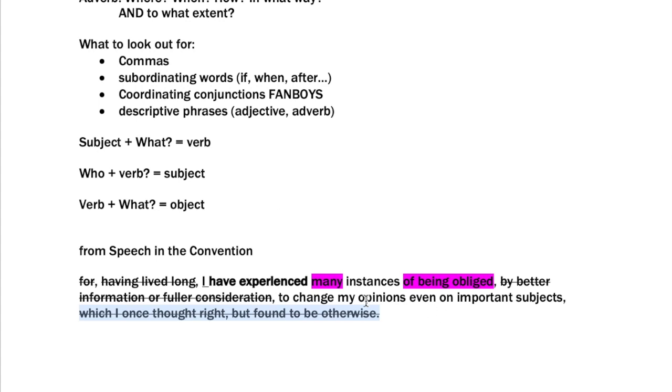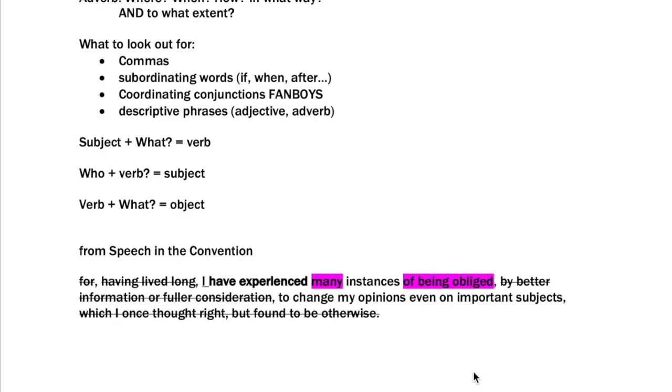So let's read it down to what we have. I have experienced many instances of being obliged to change my opinions even on important subjects. Yeah, that's the sentence. That is the sentence. All the extra pieces are extra information.